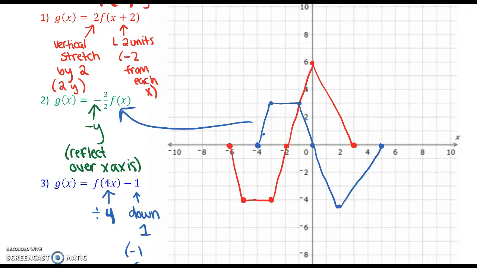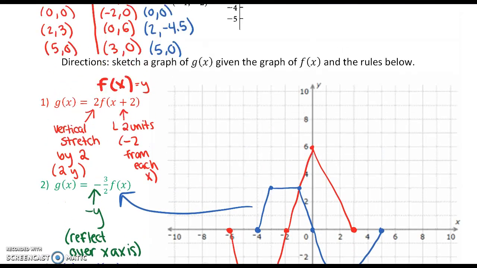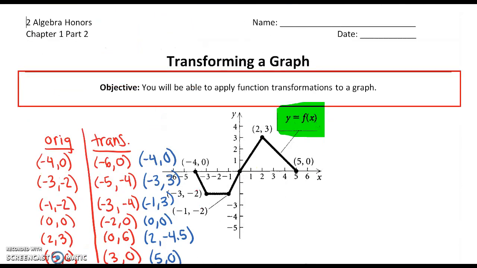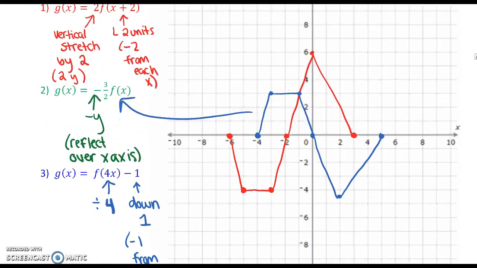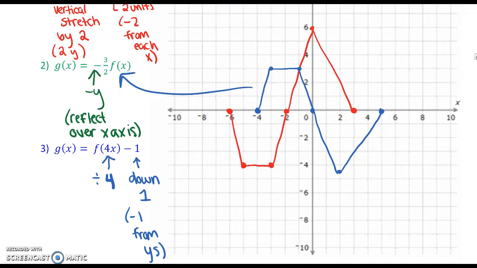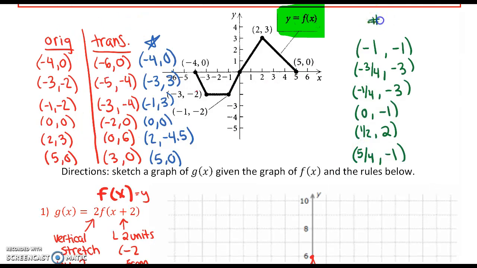But this is negative 3 halves f of x. So the negative reflected over the x like we wanted. And then the 3 halves actually did stretch the original graph, although it is shorter than number 1. It's taller than this one. Here are the points for that if you want to double check. Okay, now this 4x minus 1, okay, this is not on the graph yet. I'll pause again and give you the answer. Okay. Here are the points for number 3.